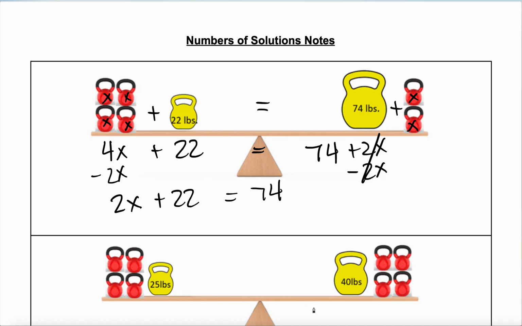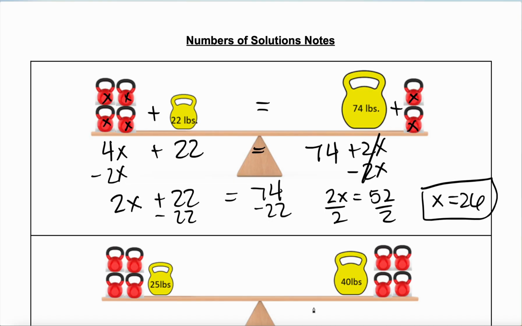I'm now going to isolate my x variable all by itself. So I'm going to first do that by subtracting 22 from both sides. That leaves me with 2x is equal to 52. And then lastly, I'm going to divide both sides by 2, giving me my final answer of x is equal to 26. This is the type of solutions that we are used to.